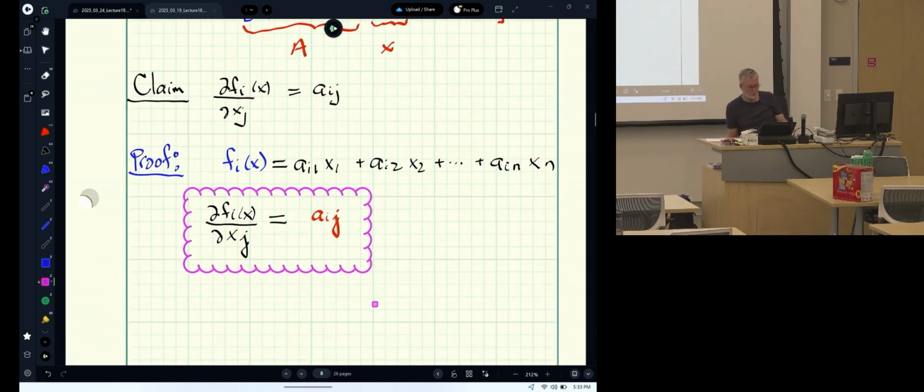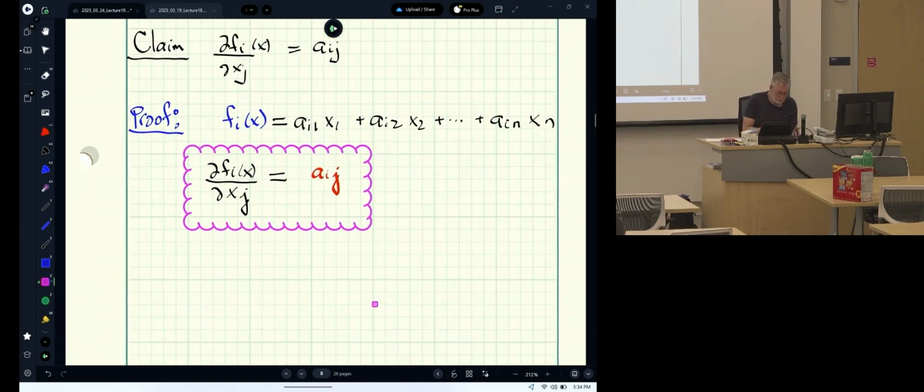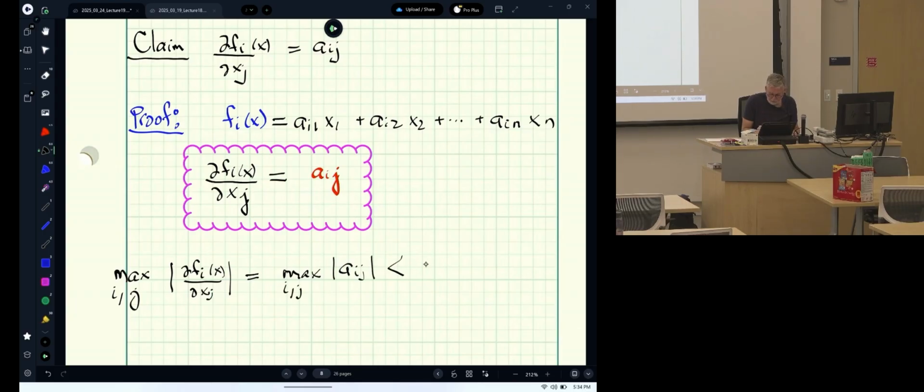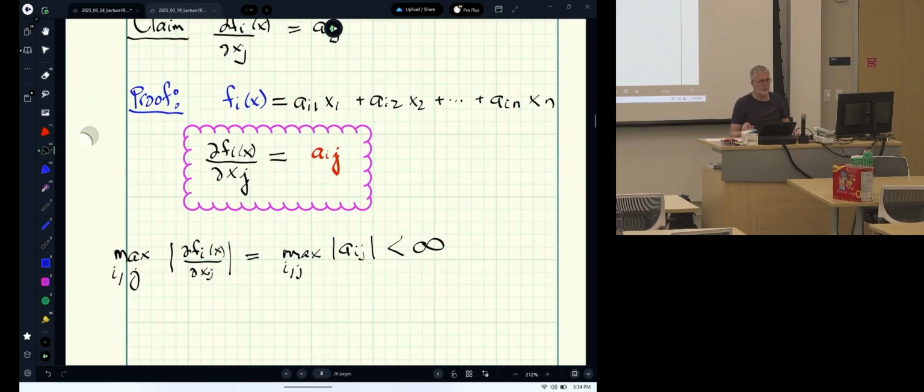Okay, so it's that simple. And the importance is the magnitude of dfi dxj. The max over i and j is just the max over i and j of the entries of this matrix. And that's always finite, because a max over a finite set is finite.